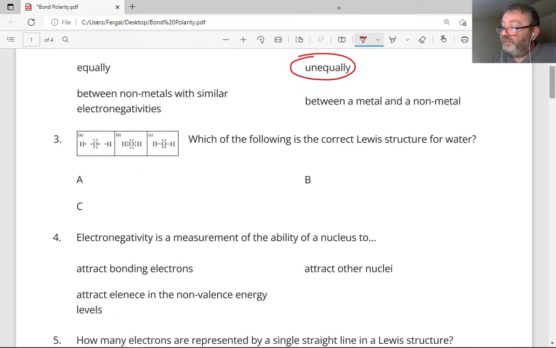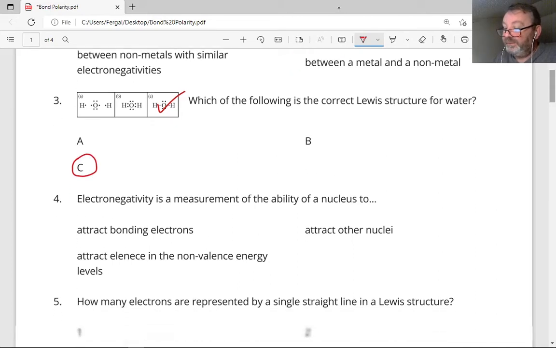Part 3. Which of the following is the correct Lewis structure for water? Now, if you remember me drawing these in class, we draw the valence electrons, which are the outer electrons responsible for chemical bonding, but when electrons are shared, I join them together by a line. So therefore that one, C, is the correct answer to that.